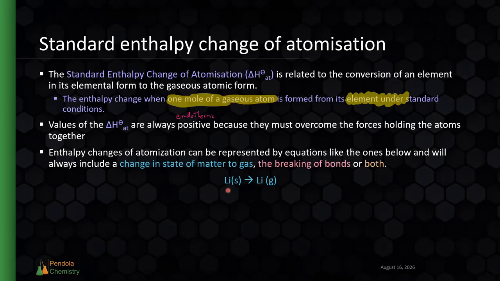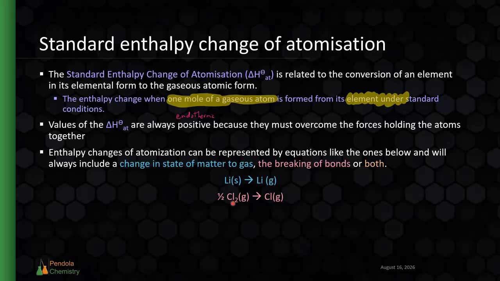So when we're doing the atomization of lithium solid, what we're doing is going from lithium solid, an atom in the solid state, the elemental form of lithium, to lithium gas, an atom in the gaseous state. Because remember, atomization is changing to 1 mole of a gaseous atom. So a single atom, just Li, gaseous meaning gas form. So the enthalpy change of atomization of lithium involves just changing the state of matter.